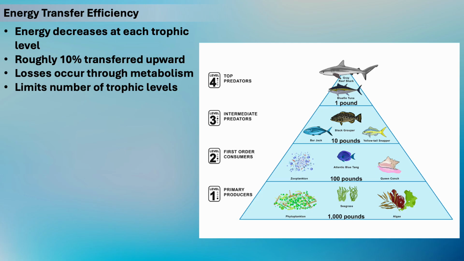Because energy decreases with each trophic transfer, marine ecosystems typically contain fewer organisms at higher trophic levels. This pattern explains why large predators are much less abundant than organisms at lower levels of the food web.